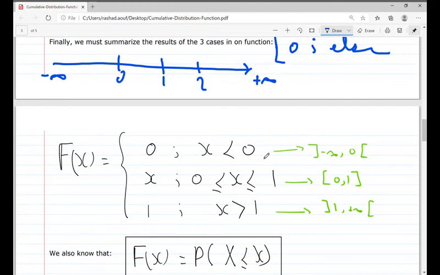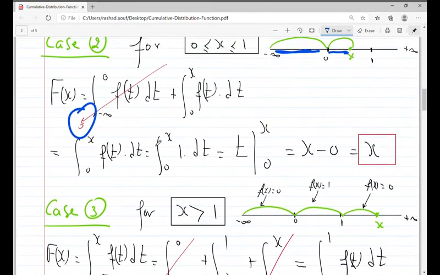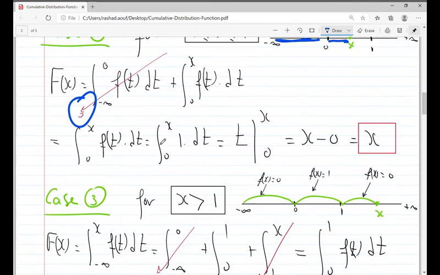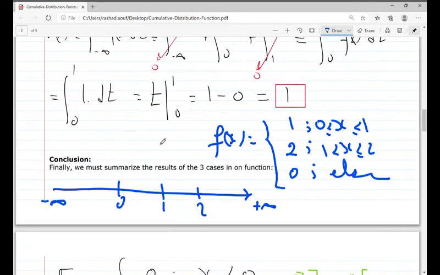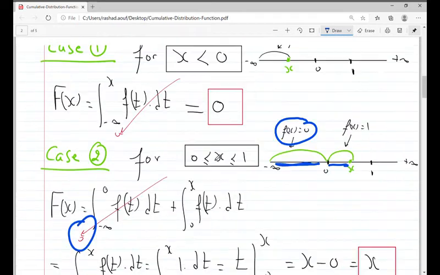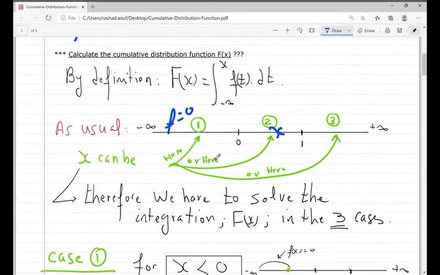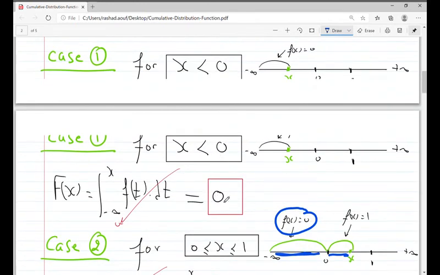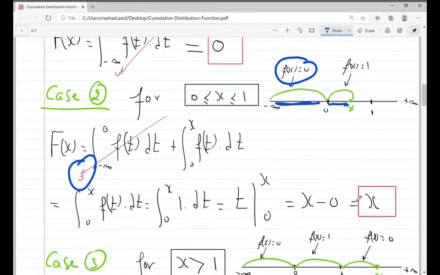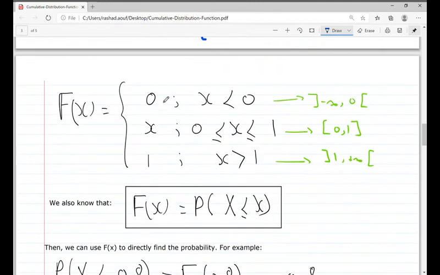So when I finish calculating the values of F(x) in the three cases in this example, I do a summary for all the results obtained. So F(x), firstly, is equal to 0 when x is less than or equal to 0, which is selected here. It's equal to 0 in case 1, it's equal to x in case 2, and it's equal to 1 in case 3. I do the summary: 0, x, 1 in the following intervals.